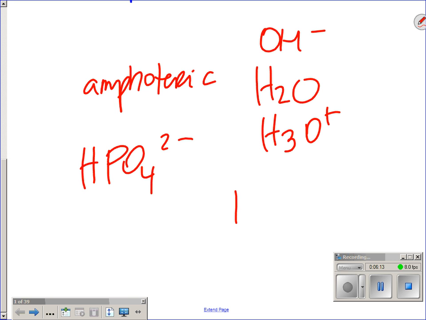HS minus, right? So that can gain or lose. So as long as it has an H to give, that's good. And as you can probably see here, if it's going to gain an H plus, it might have a negative charge already because it's going to take on the H plus to become a neutral species. Or like water is just naturally able to donate because it has 2 H's available as well. So that's just a term, amphoteric.